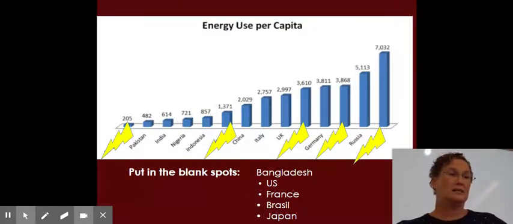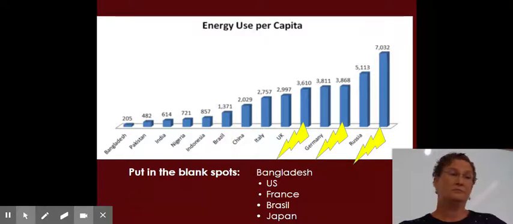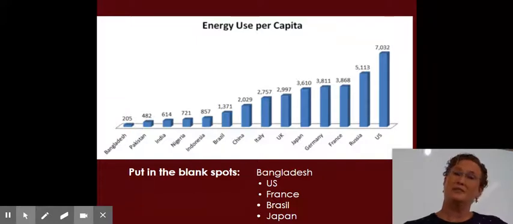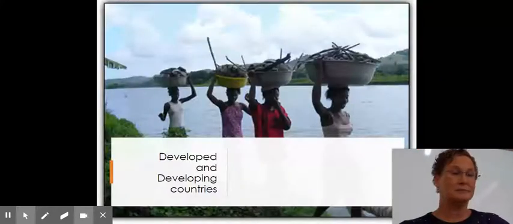Okay. So Bangladesh is the one that uses the least energy. And then the next one, Brazil. Okay, now let's see if you get the next one right. Japan is next. Did you get that one right? France. And of course, we use the most energy per person. Part of the problem. Let's be part of the solution.